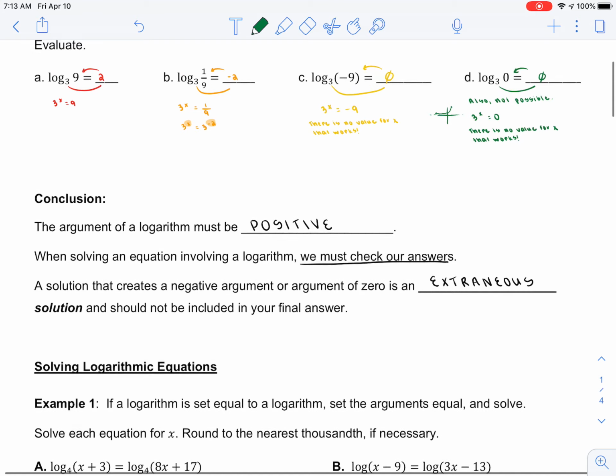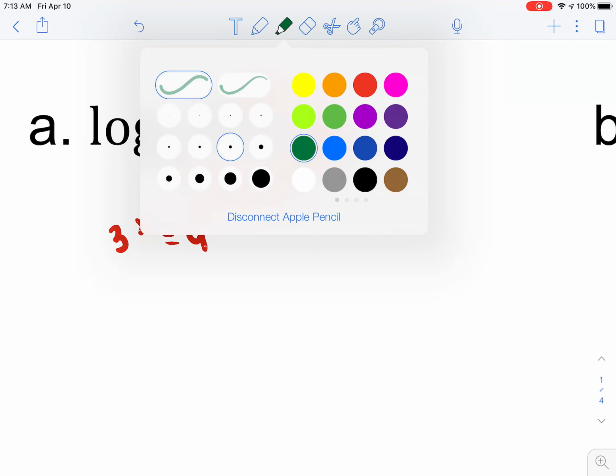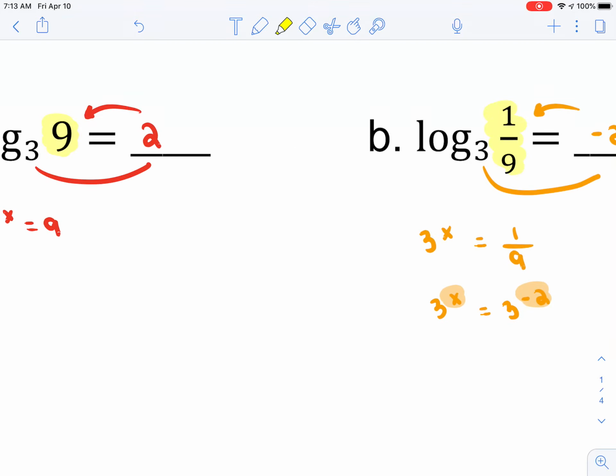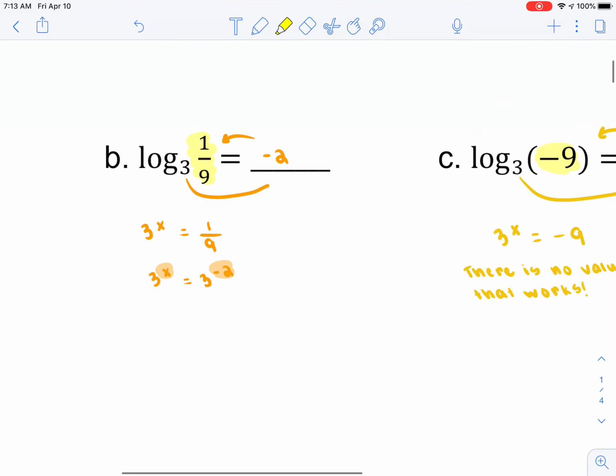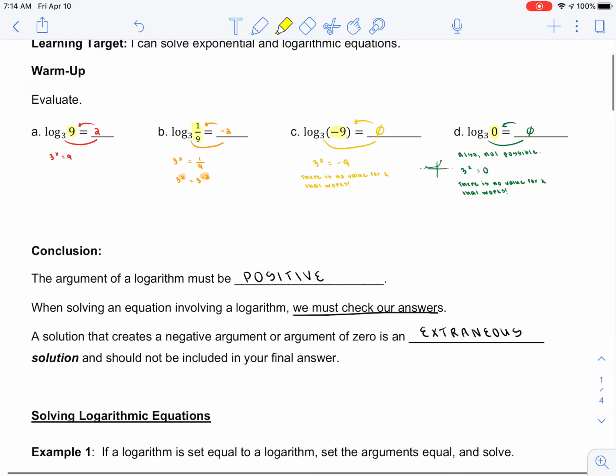what is the argument? Remember the argument is this number right here. So the 9, the 1/9, the negative 9, and the 0. That number must always be positive.